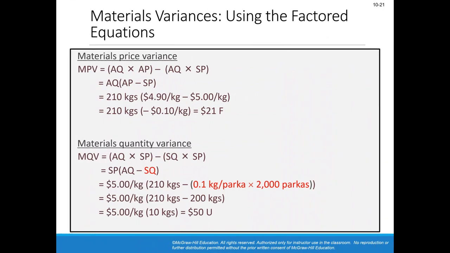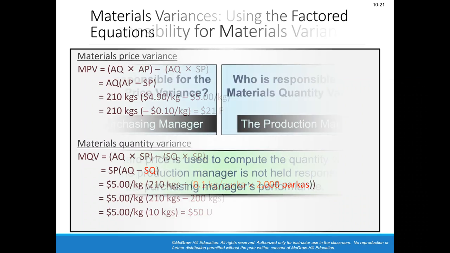And here are the computations. I mean, this looks more complicated than it really is. Really, you just want to say, okay, what is the price that we paid per unit versus what we were going to pay? That difference times the number of units we used is going to give you the price variance. And then the quantity variance is just how much should we use, how much did we use. That difference times the standard price will give you the quantity variance.